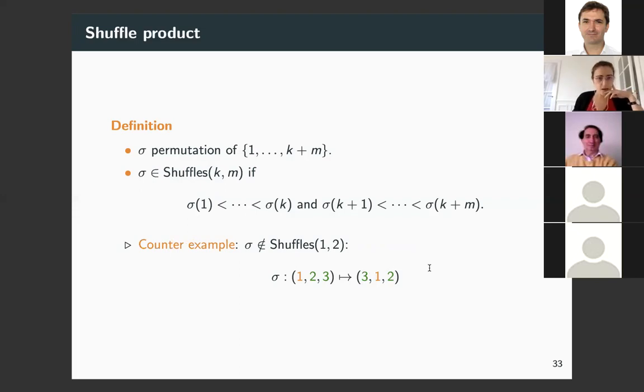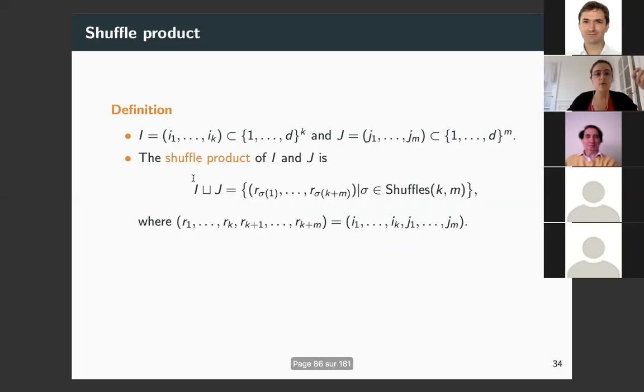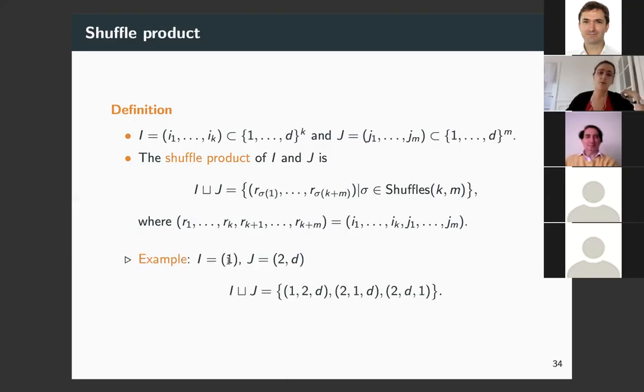And with this definition, I can define the shuffle product of two sets of indices. This is the same as in the definition of the signature. So I have I1 up to Ik and J1 up to Jm, and the shuffle product of I and J is the set of all the indices of length k plus m such that they have been permuted with a shuffle. So for example, all the shuffles of 1 and 2 are these ones.